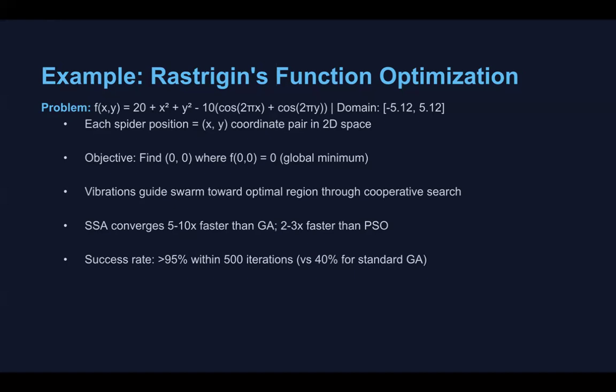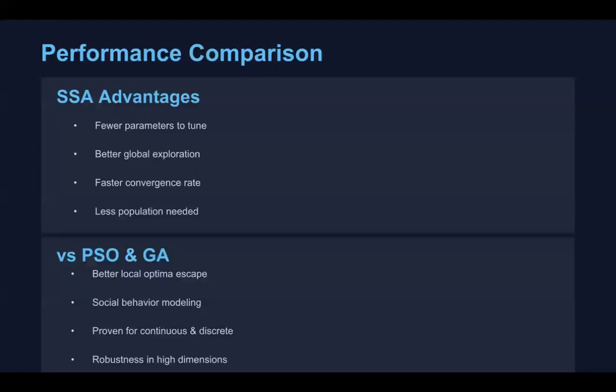Next, we are comparing the performance with other algorithms such as PSO and GA. SSA is simpler to tune because it uses fewer parameters. It explores the search space more effectively and reaches good solutions faster, even with smaller populations. Compared to PSO and GA, SSA escapes local minima better due to vibration-based communication, and it performs reliably in both continuous and discrete problems, even at higher dimensions.